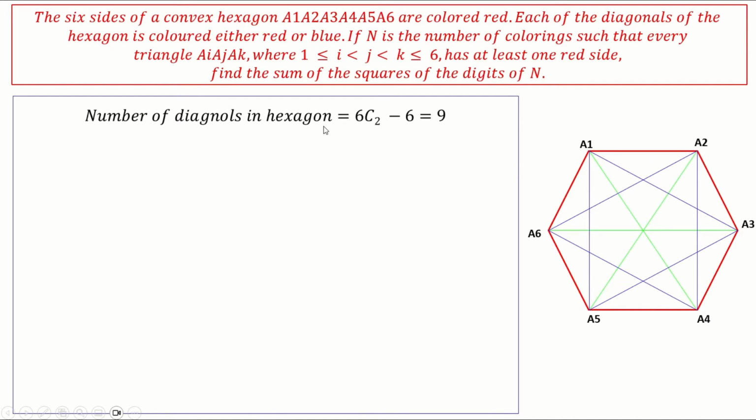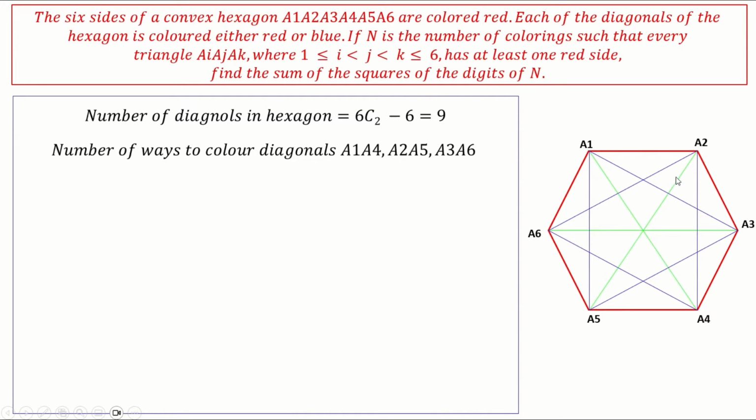Number of diagonals in a hexagon is 6C2 minus 6, which is equal to 9. So we have drawn all the 9 diagonals here. Number of ways to color A1A4, A2A5, A3A6. These are basically the exactly opposite diagonals, which are in green color shown here. If you see, these diagonals require at least one side, one edge to form a triangle, correct? You cannot form a triangle with these diagonals and any other diagonal. So it requires at least one edge, and the edge is already colored in red. So the at least one red color condition is satisfied.